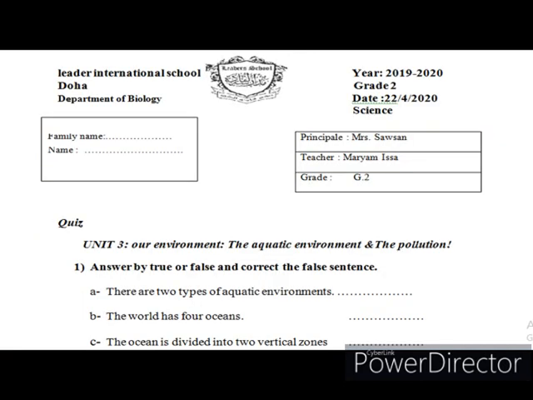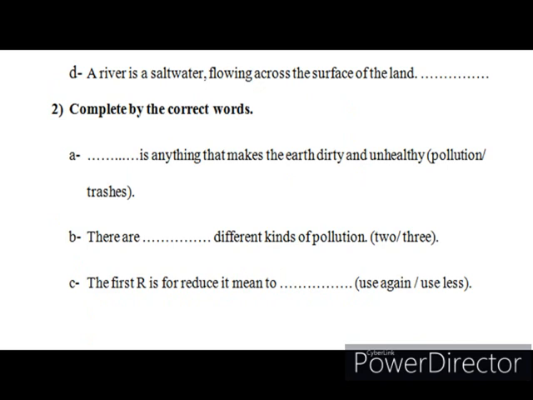Number 1, answer by true or false and correct the false sentence. A. There are 2 types of aquatic environment. B. The world has 4 oceans. Is it 4? I told you. Count your fingers and you can know the answer. C. The ocean is divided into 2 vertical zones. Is it 2? I don't think so. D. A river is salt water flowing across the surface of the land. Is it salt water?